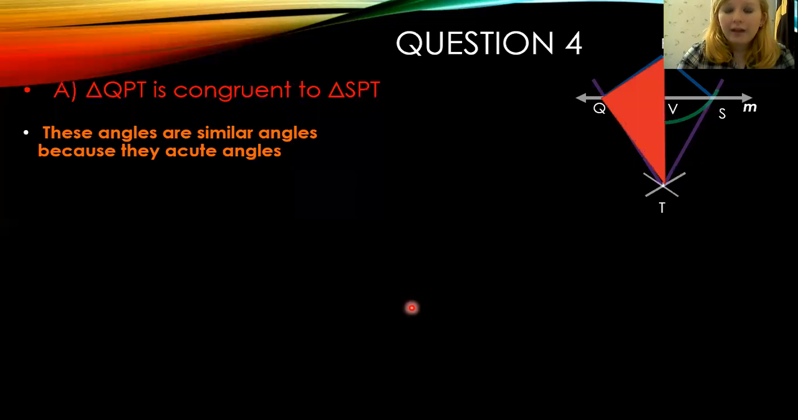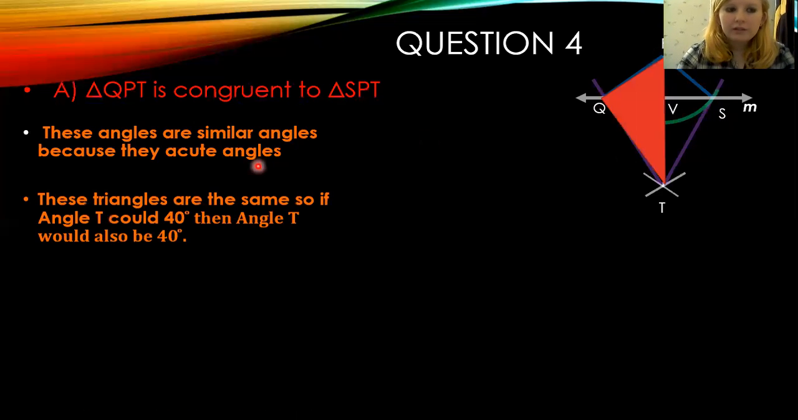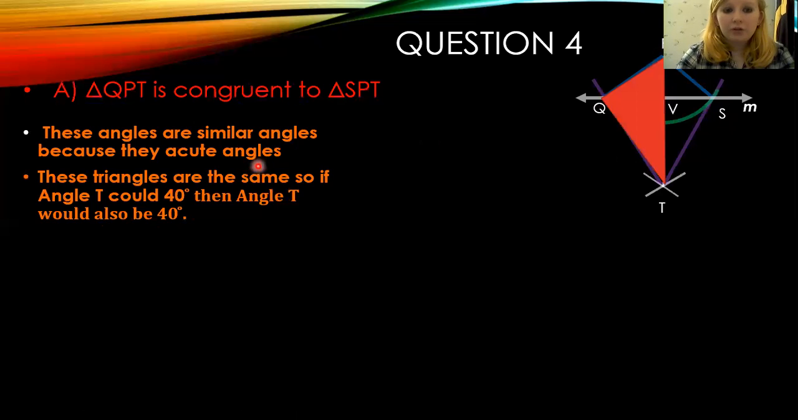And also, how do we tell if they're similar angles? If we fold this figure in half, it'll match on both sides of the figure, where the points of where the angles are will line up with the other side of the triangle or the figure. So let's assume that these triangles are the same. So if angle T could be 40 degrees, then the angle T of triangle SPT would also be 40 degrees when you flip it on both sides.